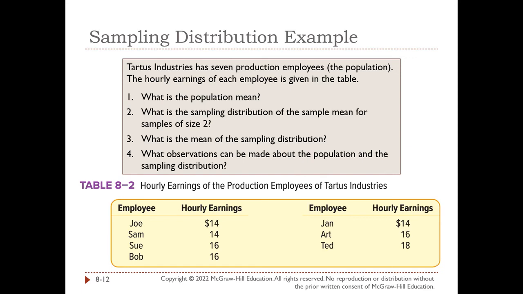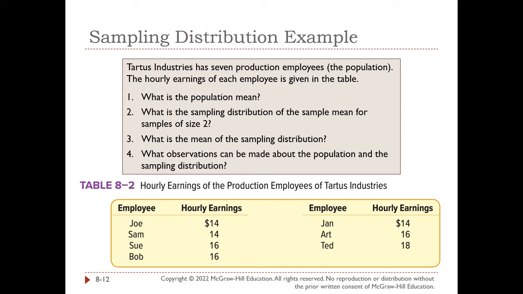So, how can we accurately do this? Well, let's go through an example. Tardis Industries has 7 production employees, the population. The hourly earnings of each employee is given in the table. 1. What is the population mean? 2. What is the sampling distribution of the sample mean for samples of size 2? 3. What is the mean of the sampling distribution? 4. What observations can be made about the population and the sampling distribution?